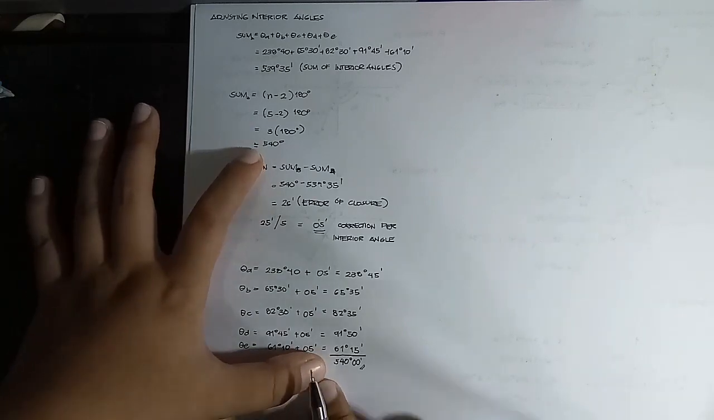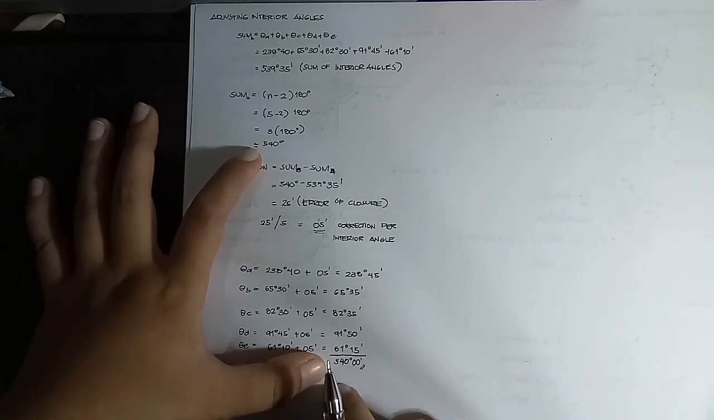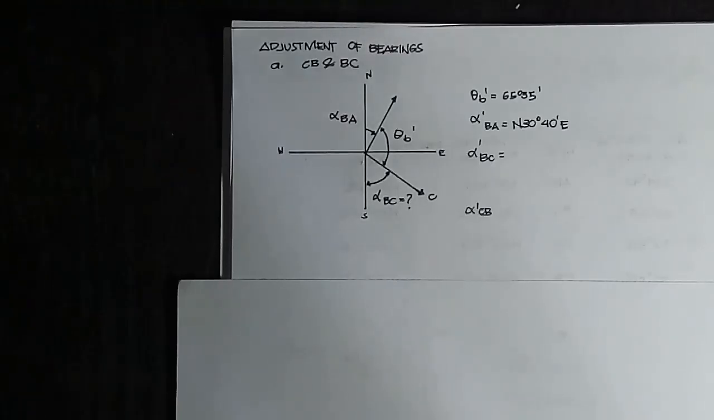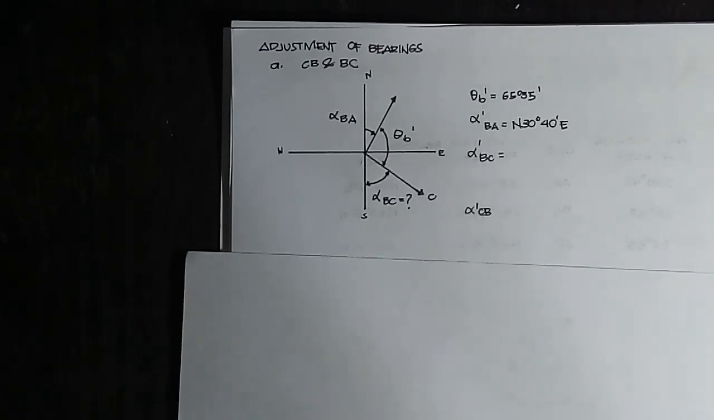So, ang next naman na gagawin natin is i-adjust na natin yung bearings. Yun naman ang i-solve natin. Tayo sa adjustment of bearings. So, ang una nating i-adjust is yung kakabit ng ating best line, which is yung line natin na BA. Now, ang ating adjusted na interior angle dito sa angle B ay 65 degrees and 35 minutes. Tapos, yung adjusted naman na or yung correct bearing ng best line is north 30 degrees and 40 minutes east.